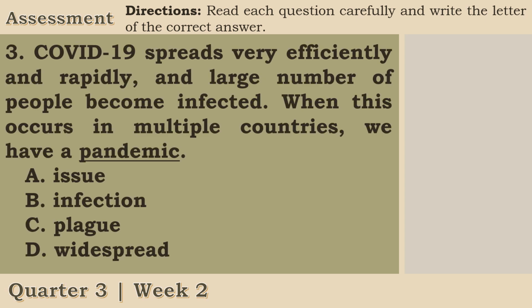Number 3. COVID-19 spreads very efficiently and rapidly, and a large number of people become infected. When this occurs in multiple countries, we have a pandemic. The underlined word is pandemic. What does it mean? A. Issue. B. Infection. C. Plague. D. Widespread.